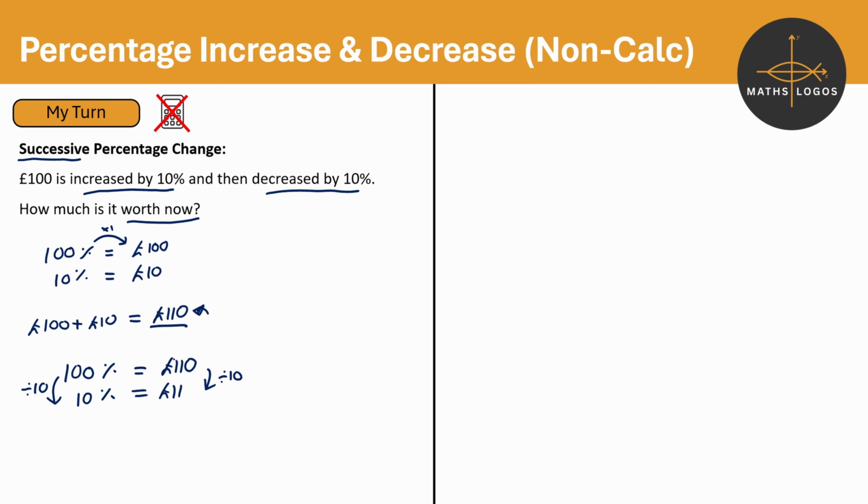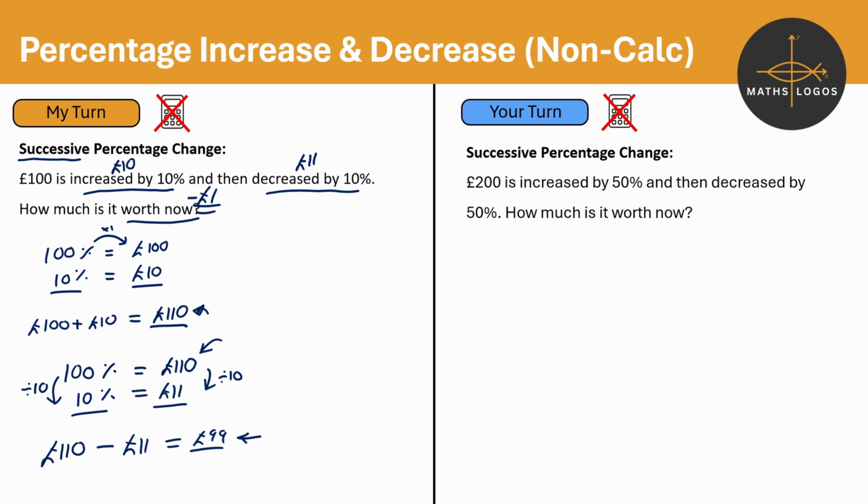And this is the reason it doesn't go back to the original, because when we first worked out 10% of 100, it was £10. But because we are now working out 10% of a larger number, 10% of £110 is £11. We take our £110 and it has been decreased by 10%, decreased by £11. And that takes us back to £99. Let's check we've answered the question. It says, how much is it worth now? The answer is it's worth £99. Pause the video, give this question a go, and then we'll look at it together.